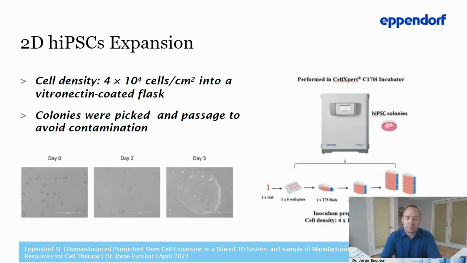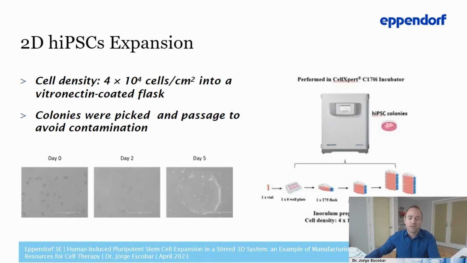The experiments were performed using a human iPSC cell line derived from dermal fibroblasts obtained from a healthy donor, and we obtained that cell line from ATCC. As you see in the slide, the iPSCs were seeded in a vitronectin-coated 6-well plate using pre-warmed StemFlex medium from Thermo Fisher, also supplemented with RevitaCell, also from Thermo Fisher, at a density of 10 to the power of 4 cells per square centimeter.